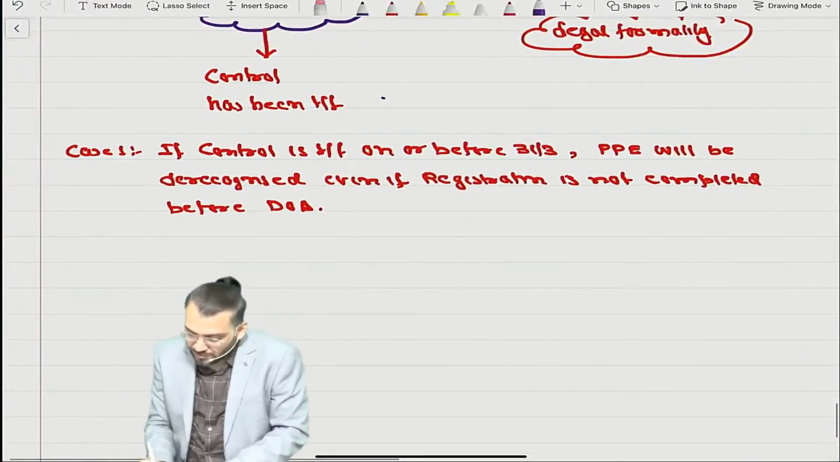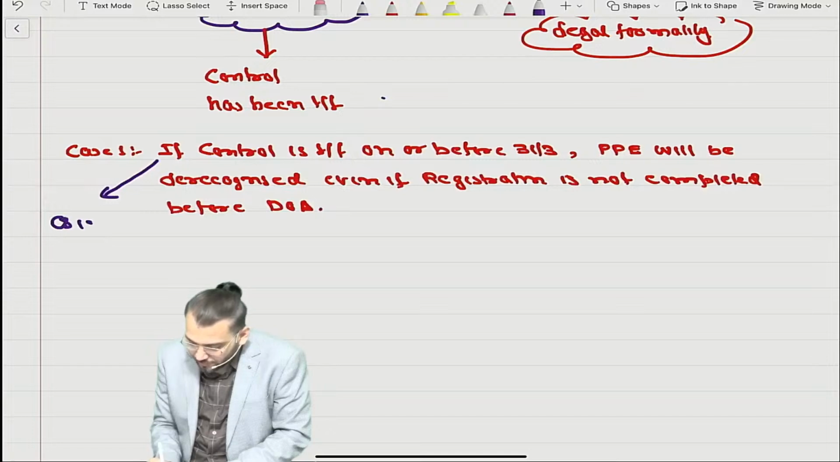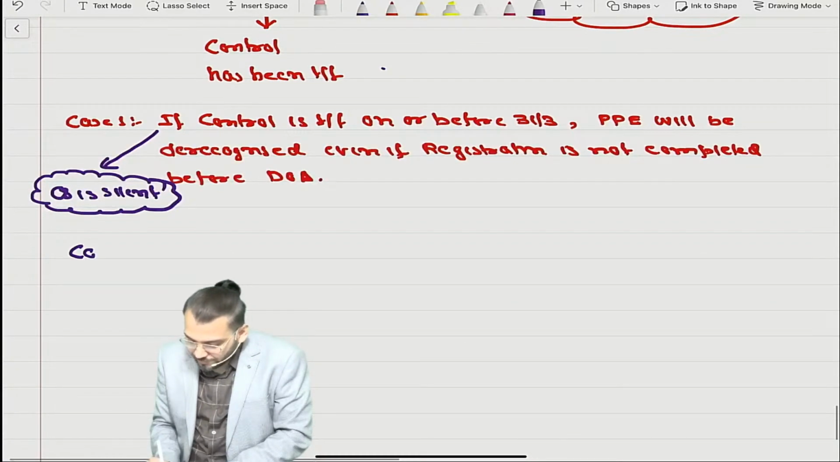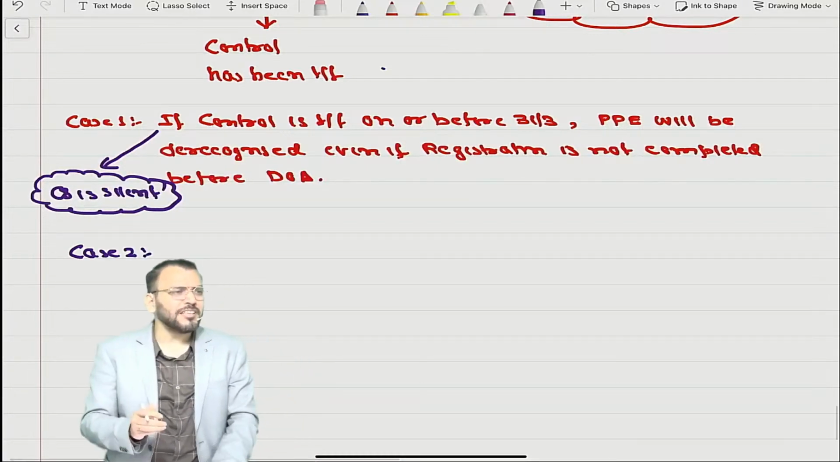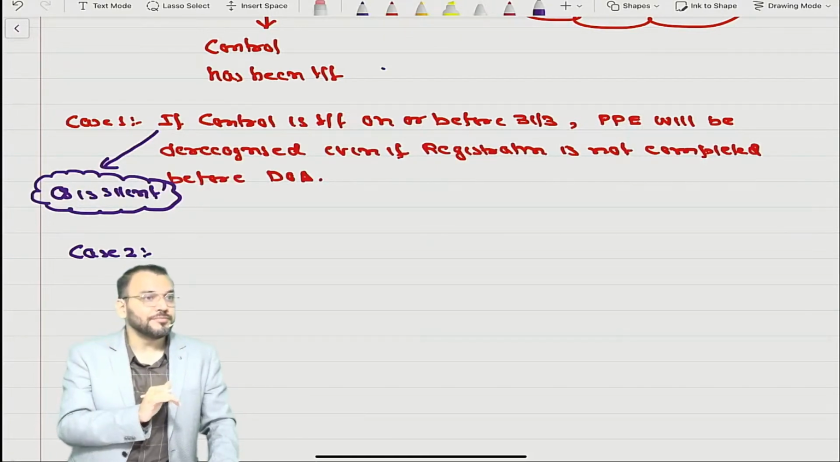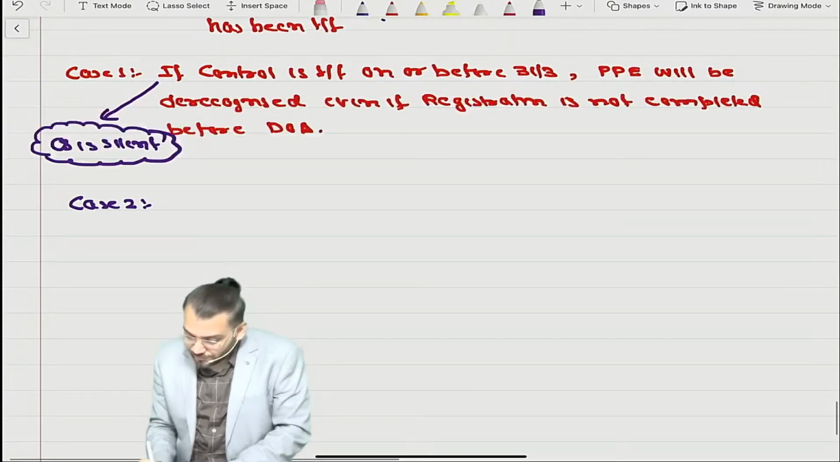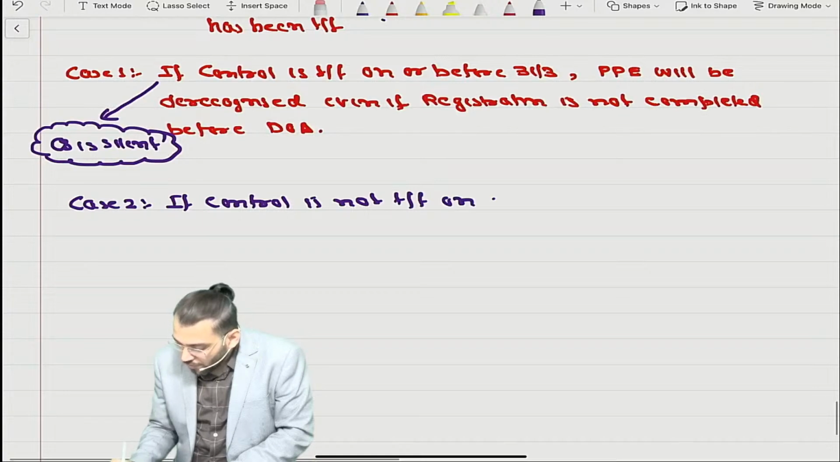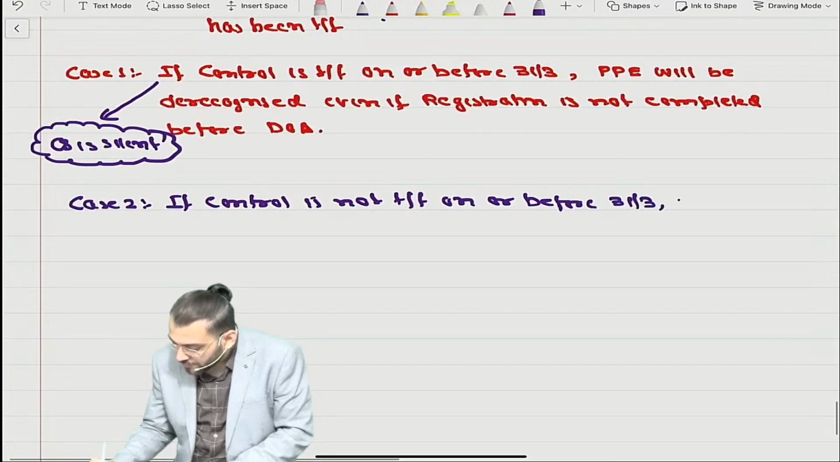Correct? It means if the question is silent, always assume this. Because when an agreement is done, normally we assume that control has been transferred. But sometimes, due to some restriction given in the agreement, control may not be transferred. We need to read the terms and conditions of the agreement. Now, if control is not transferred on or before 31st March, then PP will not be de-recognized.